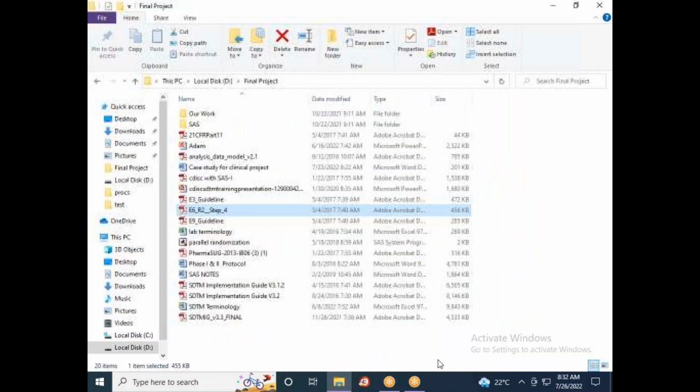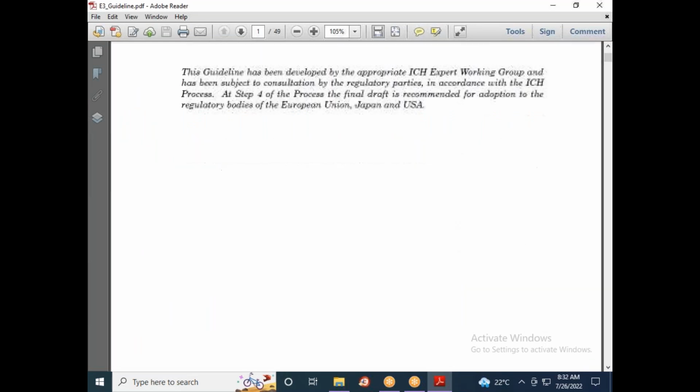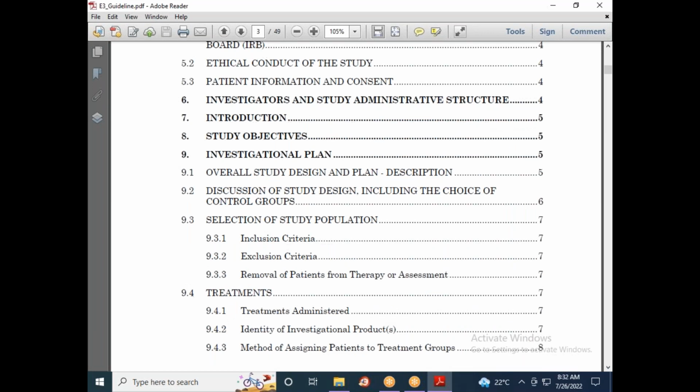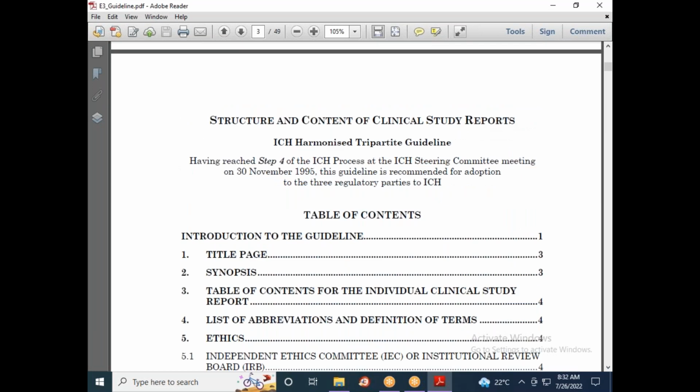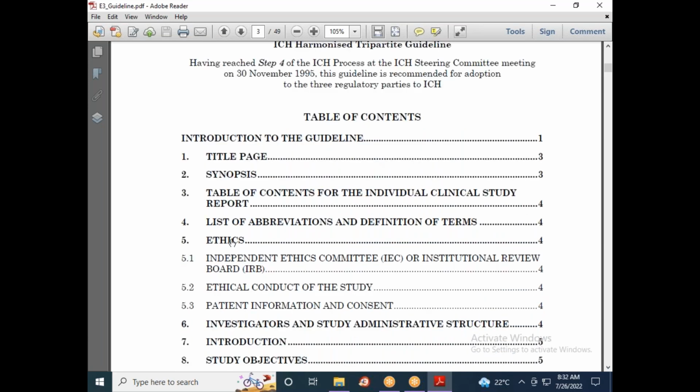Next. Once we have conducted a clinical trial, we have to prepare the CSR. That CSR you need to submit to the regulatory authority, right? In which section, what information we have to present is given in the ICH E3 guidance document. You see, you should have a title page, a synopsis, a table of contents, a list of abbreviations used, and ethics, IEC, IRB approval.